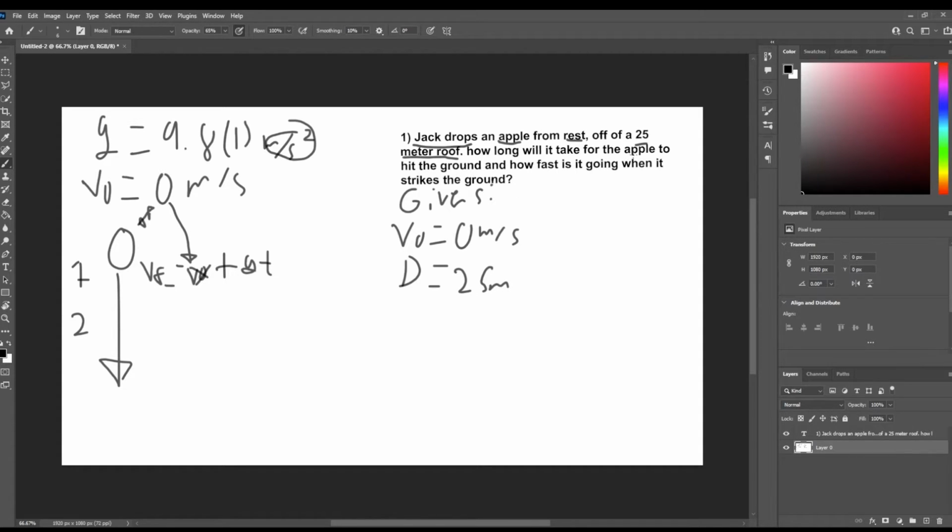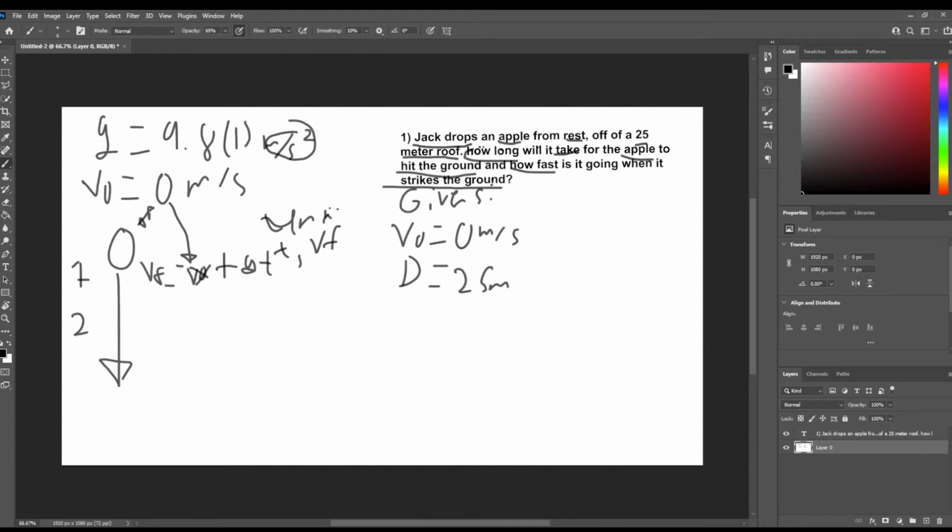So how long will it take for the apple, so we're going to underline that one again, to hit the ground? So it's going to take how long is our keywords today. How long is one of our key phrases that we're going to be using. How long will it take for the apple to hit the ground, and how fast is it going when it strikes the ground? So our unknowns for today, so I'm just going to write UNK, so hopefully you can understand what I'm trying to go with that. And our unknowns for today are going to be time and v final.